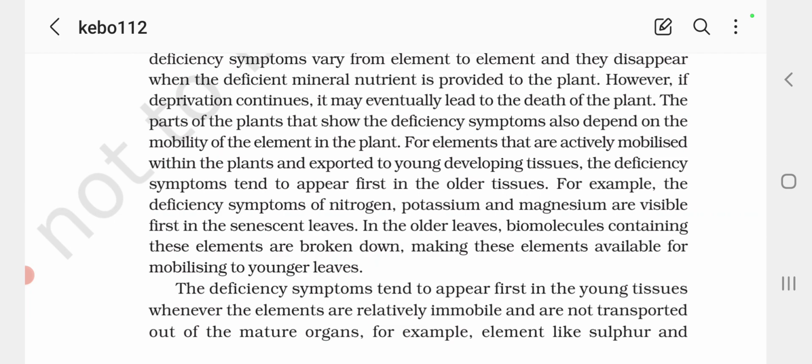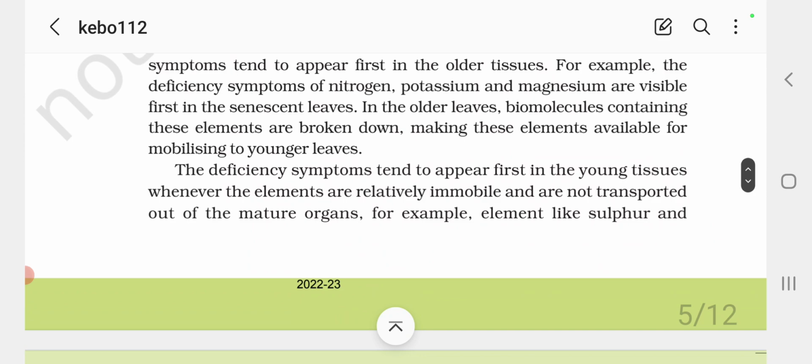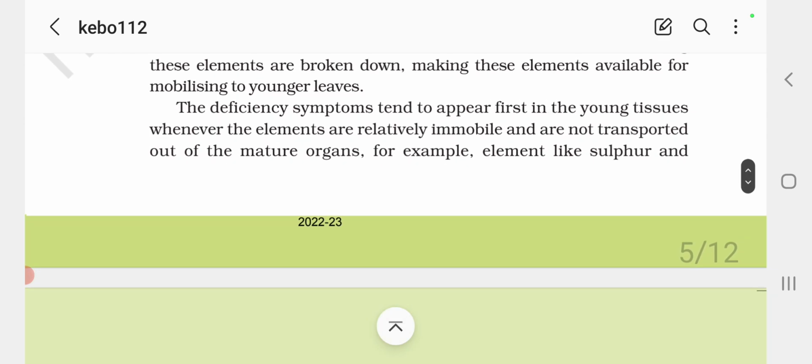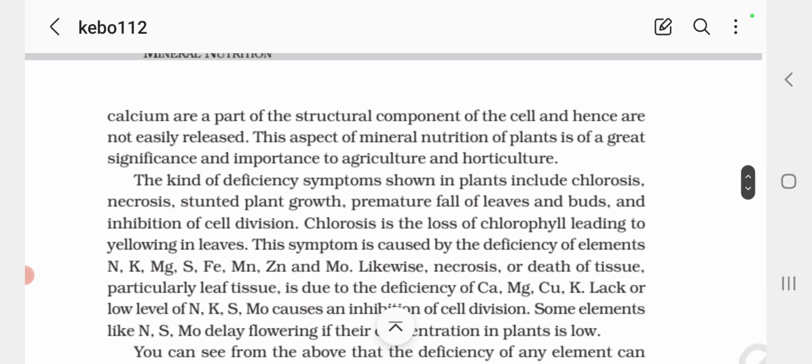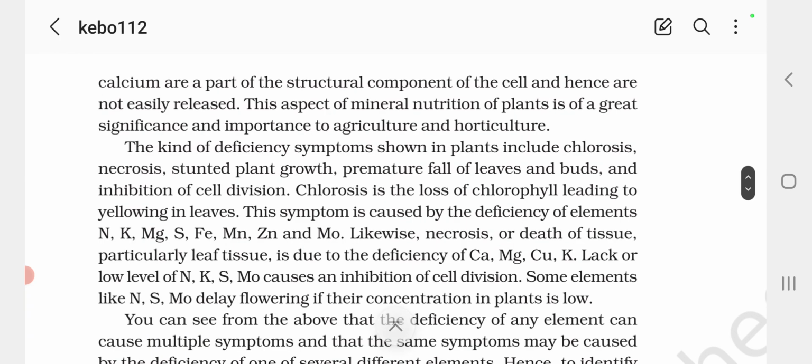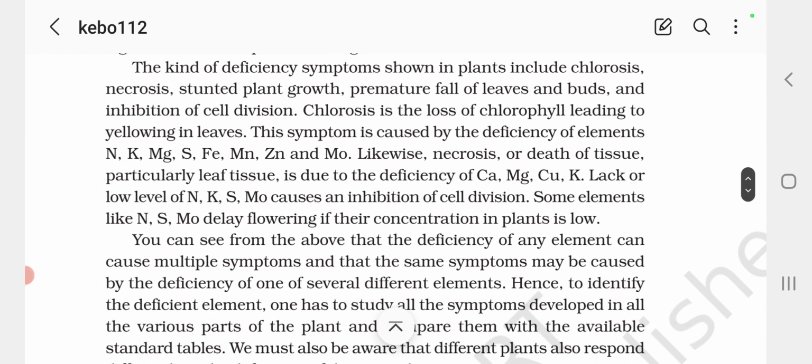In the older leaves, the biomolecules containing these elements are broken down, making these elements available for mobilizing to younger leaves. The deficiency symptoms tend to appear first in the young tissues whenever the elements are relatively immobile and are not transported out of the mature organs. For example, elements like sulfur and calcium are a part of the structural component of the cell and hence are not easily released. This aspect of mineral nutrition of plants is of great significance and importance in agriculture and horticulture. The kinds of deficiency symptoms shown in the plant include chlorosis, necrosis, stunted plant growth, premature fall of leaves and buds, and inhibition of cell division.